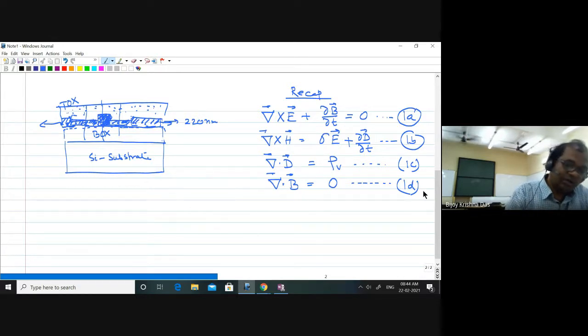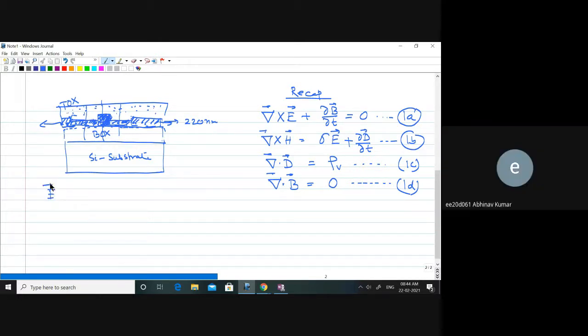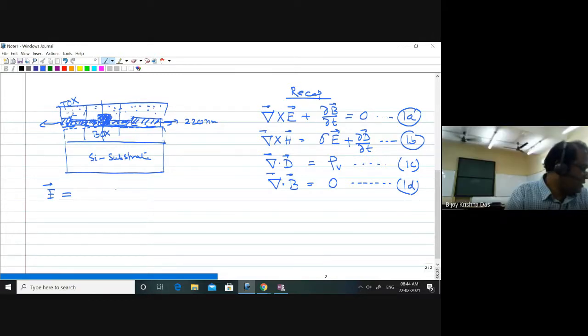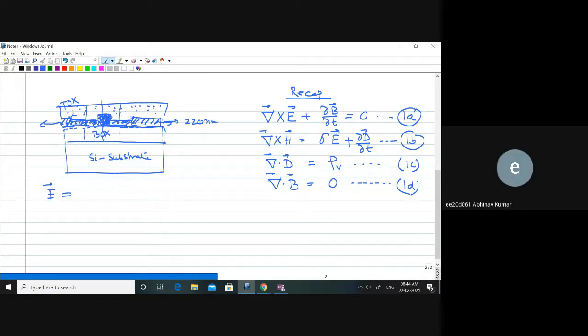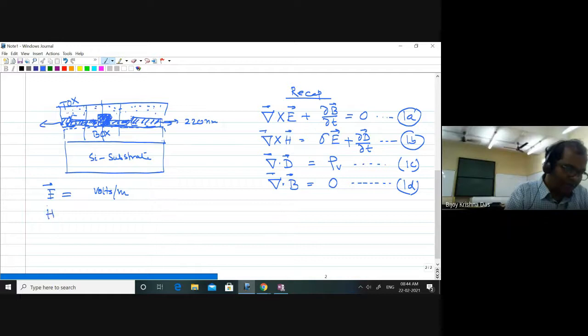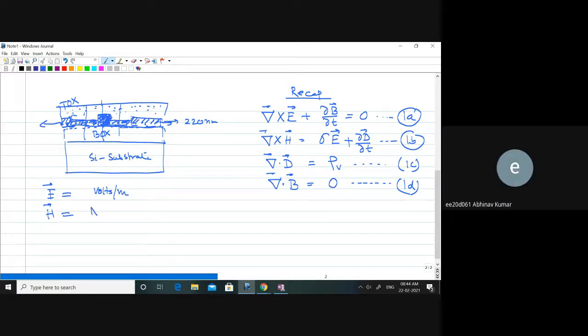And I hope you know what is the unit of E. Anyone? Ampere per meter. Ampere per meter, right? Electric field is ampere per meter. Is that? Are you sure? Volt per meter. Yes. Oh, sorry, sir. Volt per meter. Yes, sir. Volts per meter. And then H is your amperes per meter. Right?